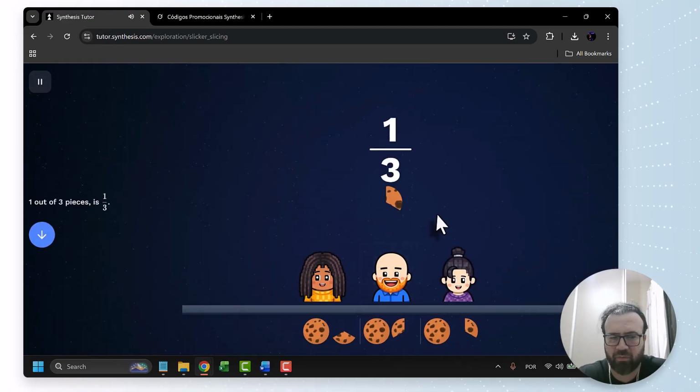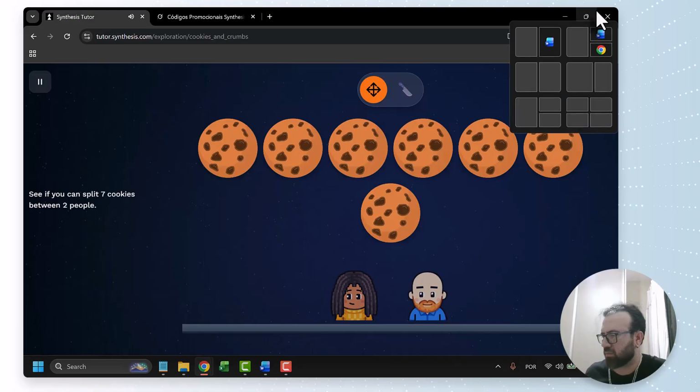Nailed it! 1 out of 3. Want to continue learning about fractions? Sounds good. See if you can split 7 cookies between 2 people.